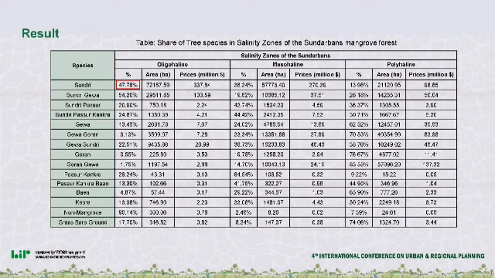So further we analyze the tree species distributions across salinity zones. Here we can see salinity tolerant species like Gewa Goran are in the high salinity zones, and Sundari comprises the low salinity zones, especially.